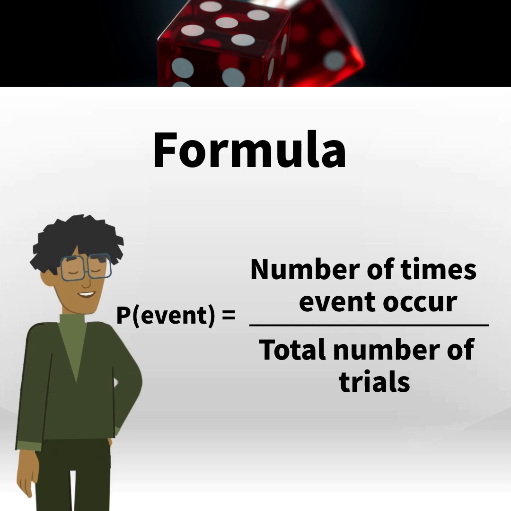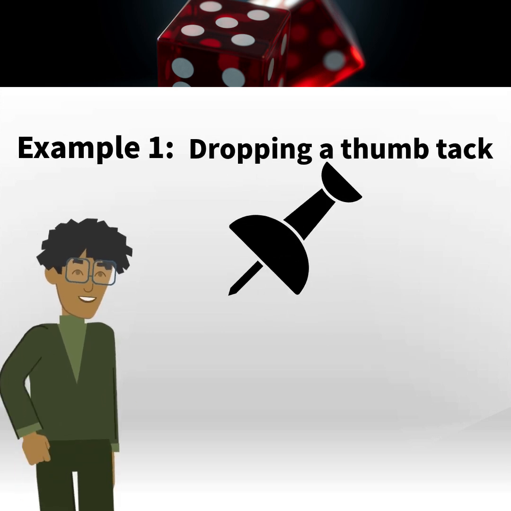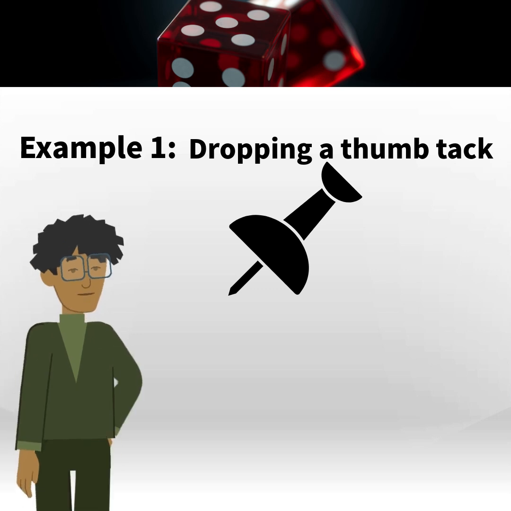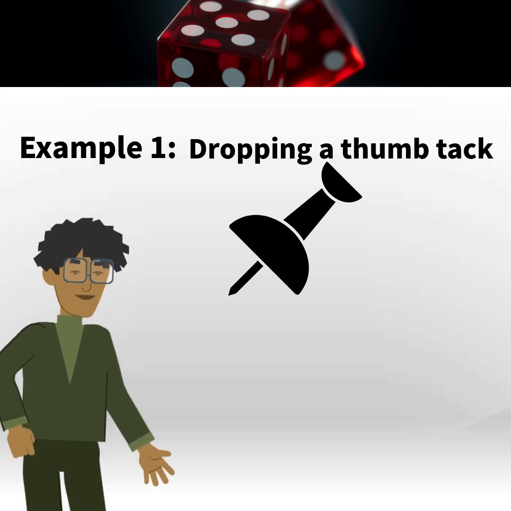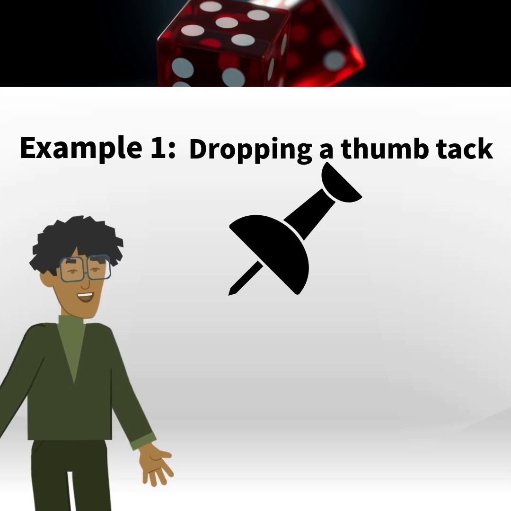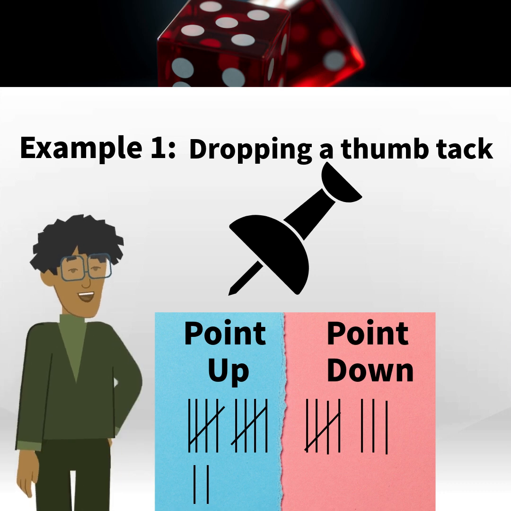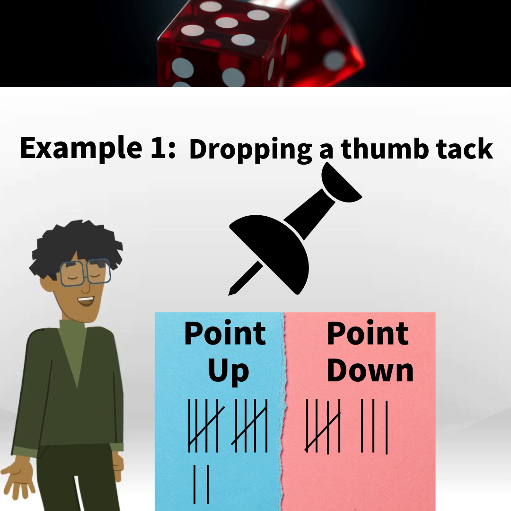All right, for our first real-world experiment, we're going to use a thumbtack. If you drop a thumbtack, it can land in one of two ways, either with the point up or with the point down. Theoretically, it's tough to say exactly, but experimentally, we can find out. Let's drop this tack 20 times and record our results. Here we go. Okay, after 20 drops, here's what we got. Point up 12 times, point down 8 times.